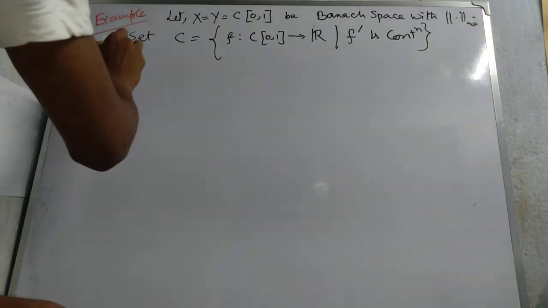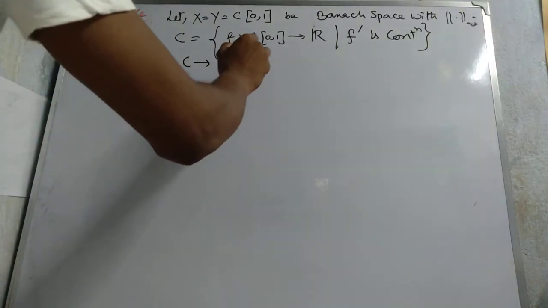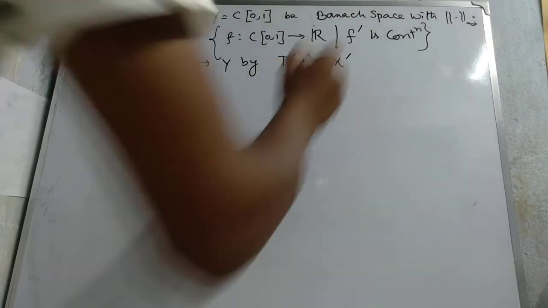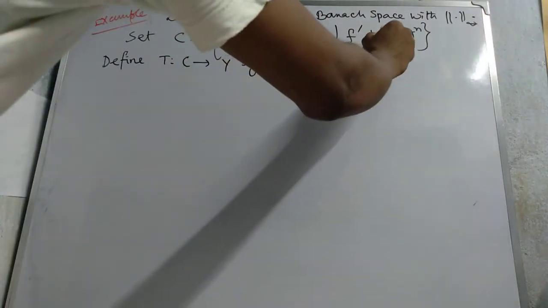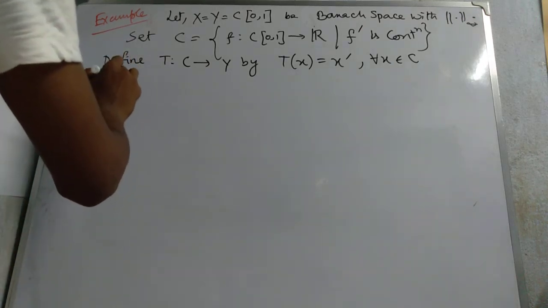Define T from C to Y by Tx equal to x' for all x belongs to C. Then T is linear, T is one-one, T is closed, T is unbounded, T inverse is bounded. Now we first show that T is closed.